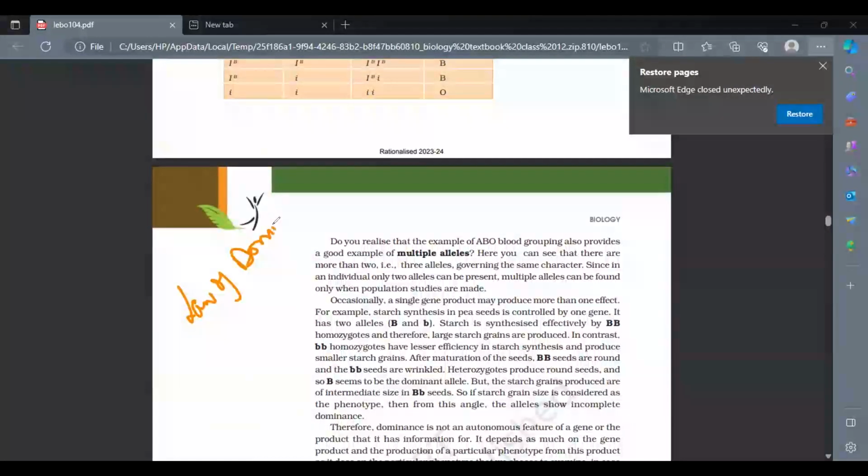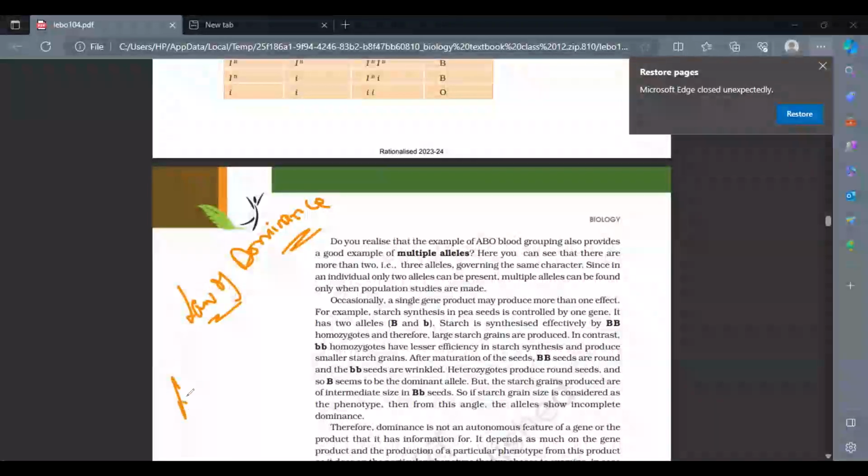So what does the law of dominance say? It says that in an individual, the F1 generation, the character that is visible in the F1 generation is a dominant character, and the character that's hidden in the F1 generation is actually a recessive character.